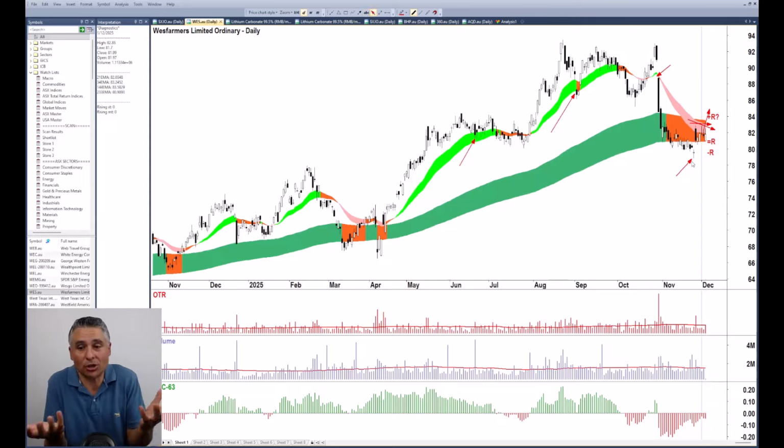I'm only showing you how my methodology works. This is not telling you to buy or sell Wesfarmers. It couldn't be further from that. But it might spark something in your brain to go, you know what, sure, I own Wesfarmers, but maybe I don't need to own as much of it.